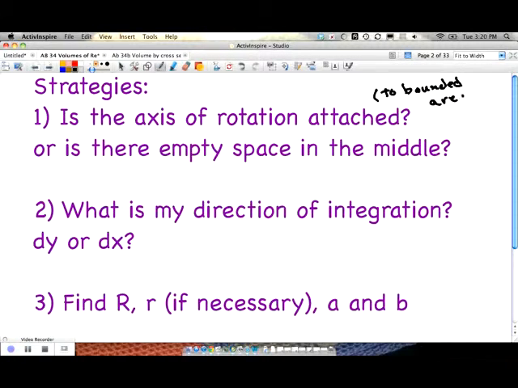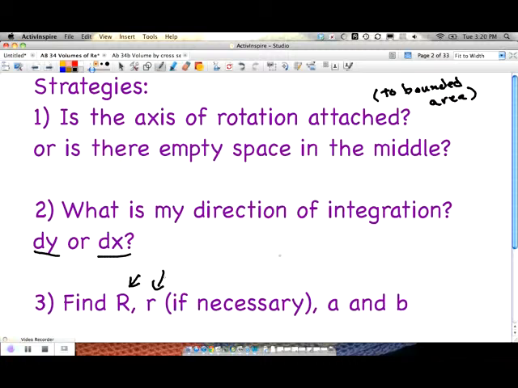You got to ask that first, because that's going to determine how you set up a template to evaluate that volume. Or is there empty space in the middle? That would be the other option. What is my direction of integration? Is it going to be dy or dx? Which one of those are we going to be using? Because that determines a lot of other things that we do with the variable expressions that we plug in.